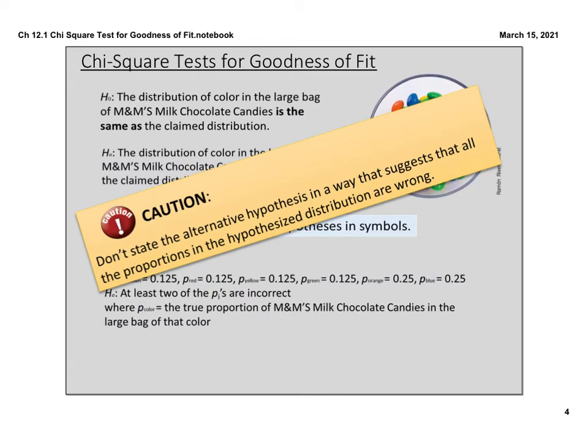So one thing that they caution you on, it says don't state the alternative hypothesis in a way that suggests that all the proportions in the hypothesized distribution are wrong. So your alternative shouldn't say that every single one is incorrect. Like in this case, they said at least two of the probabilities are wrong.